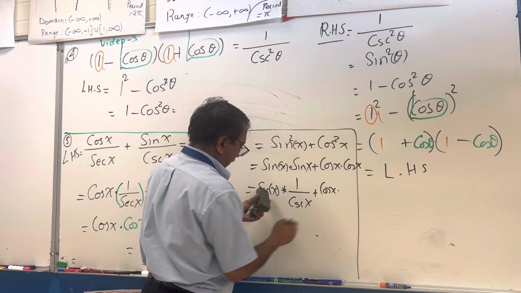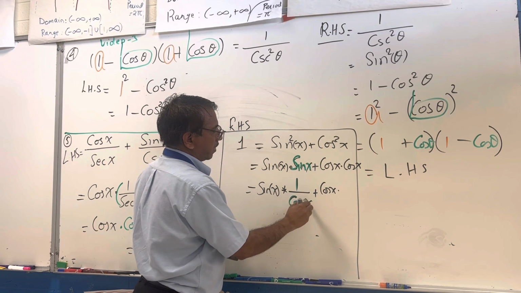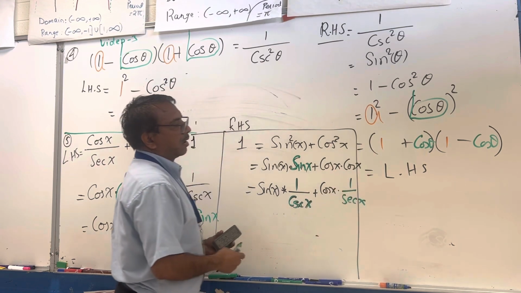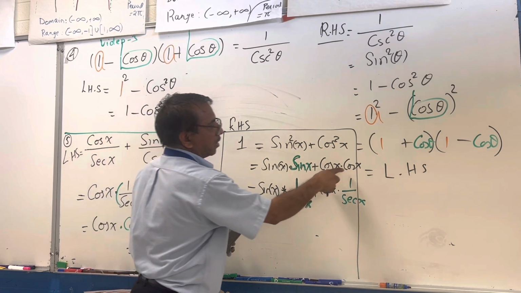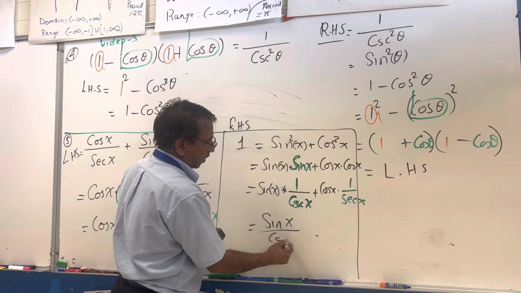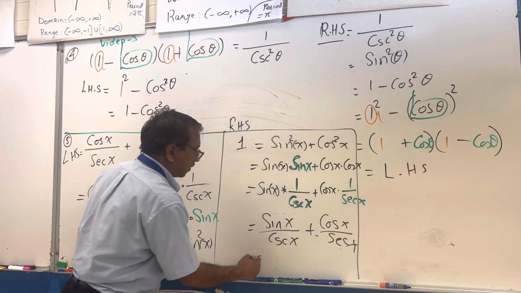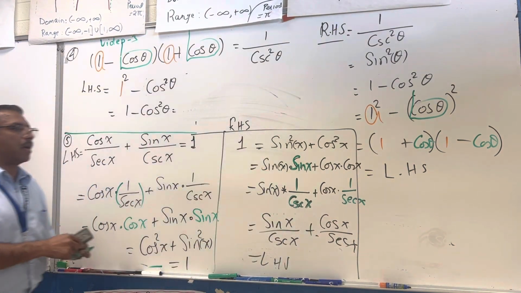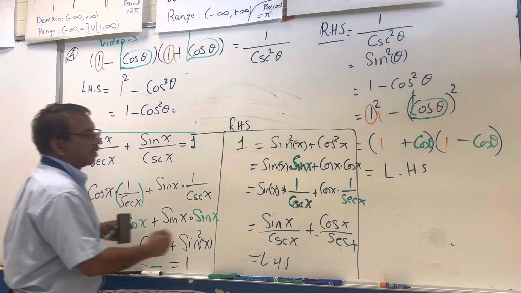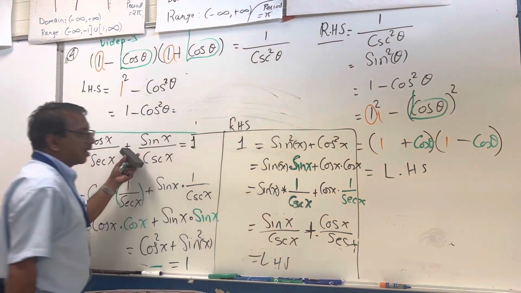This is cosine of x. So for this green color sine x, I'll write 1 over cosecant of x. And this is 1 over secant of x, because they are reciprocals. And then it's just the same thing, sine x over cosecant of x plus cosine of x. And this is the left side. So you can start with the right side and get the left side. So this is the same thing. The only thing is you can use the commutative property: you write this first and this second, and there you go.